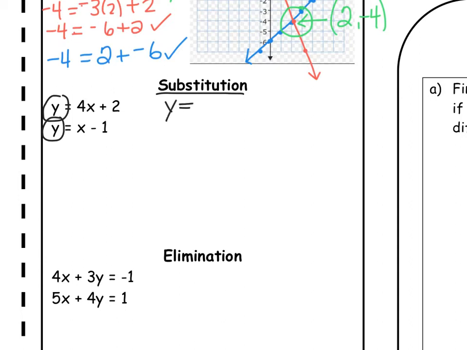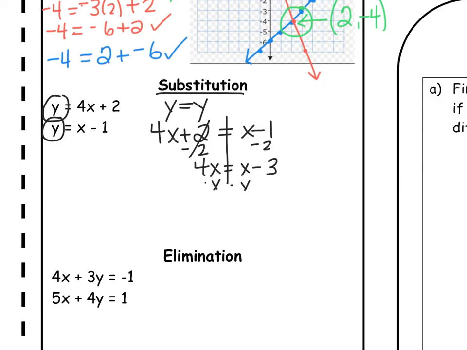So if y equals y, we can say that the first y, which is 4x plus 2, is equal to x minus 1. And then we're just going to go ahead and solve it like a multi-step equation. I'm going to subtract 2 from each side. That's going to cancel.